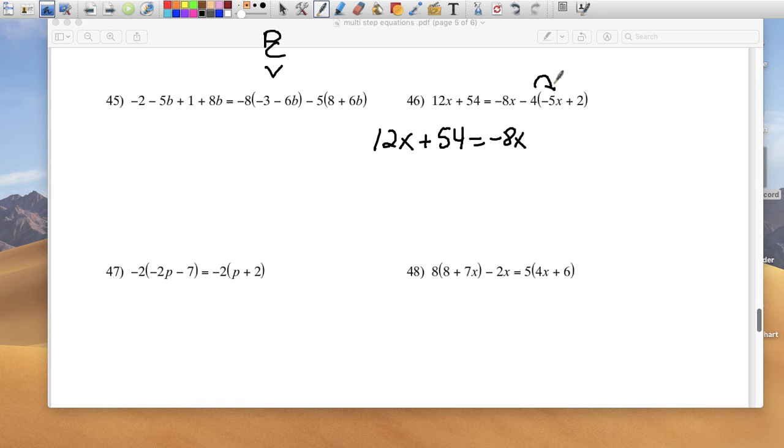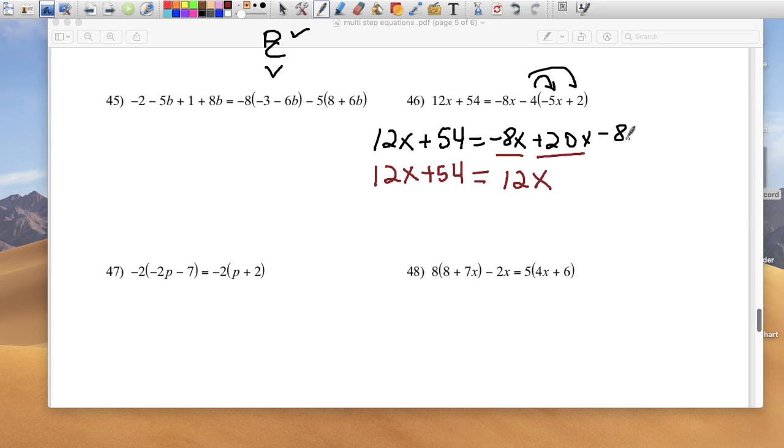And here's where the distributive property happens. So it's negative 4 times negative 5, which is positive 20x, and negative 4 times 2, which is negative 8. Distributive property, check. Combine like terms, yeah. Not on the left side, because I can't add these two. But on the right side, I can combine this guy and this guy. So I'm going to just copy 12x plus 54. Those two can't be added. But negative 8x and plus 20x, so it's negative 8 plus 20, which gives you 12x. And then that minus 8. So that's done as well.